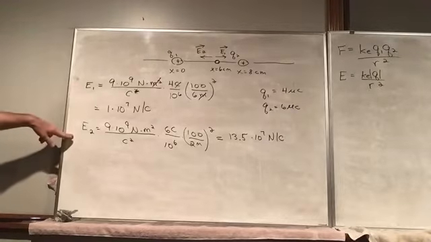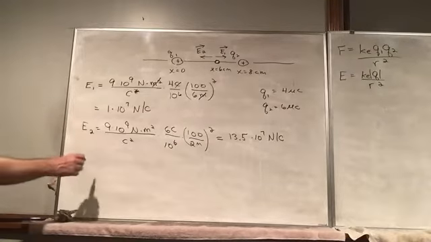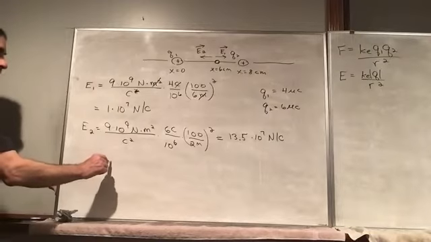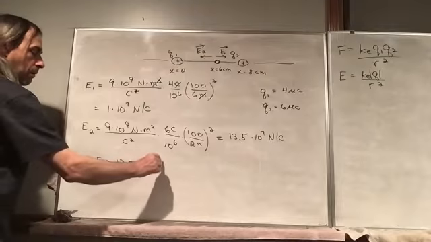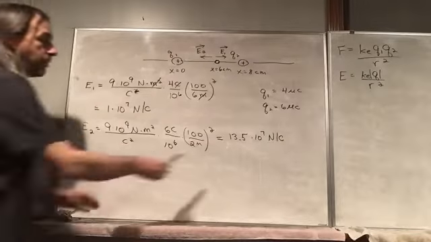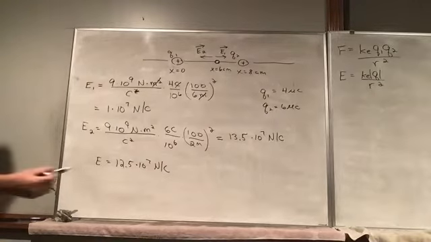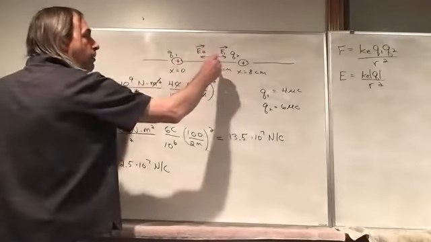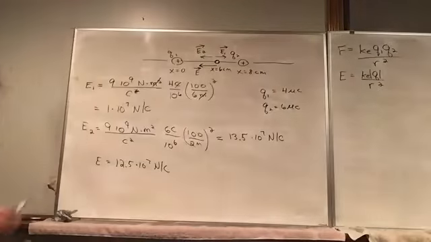So we've got these 2 electric fields, and obviously E2 is going to win. So the magnitude of the electric field, because they're pointing in opposite directions, we would subtract the magnitudes. So 13.5 times 10 to the 7 minus 1 times 10 to the 7, 12.5 times 10 to the 7. And that's the magnitude, and it would point to the left because E2 was bigger.